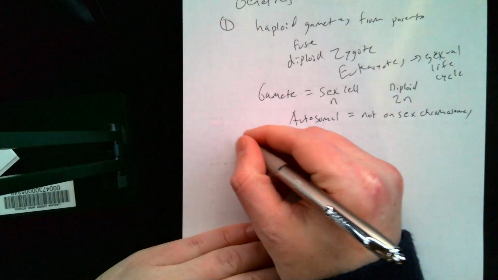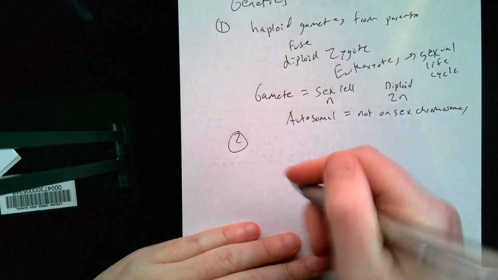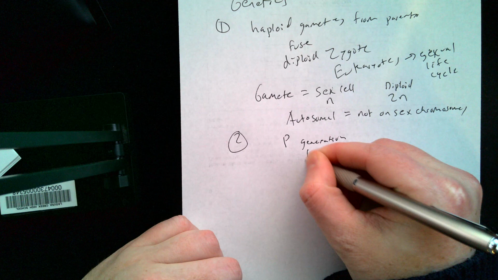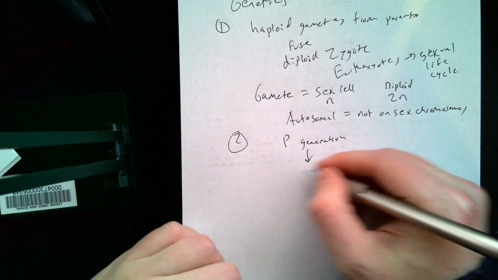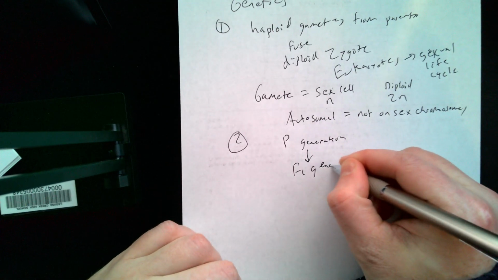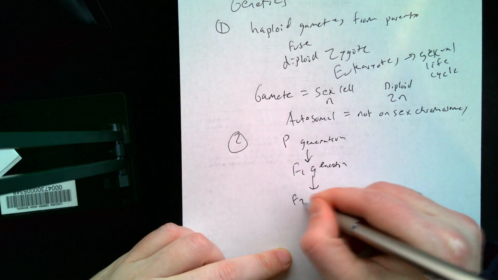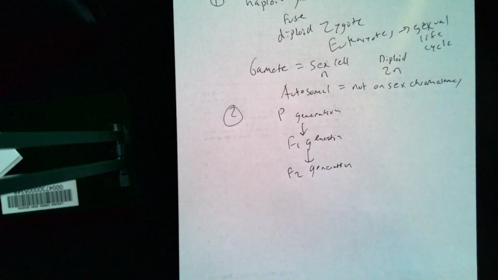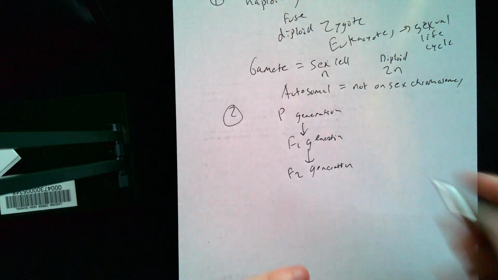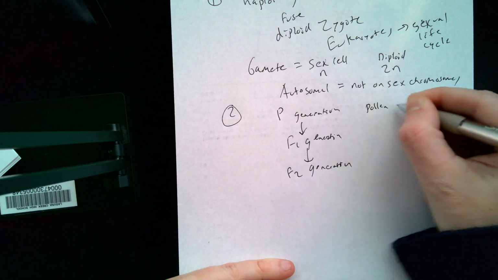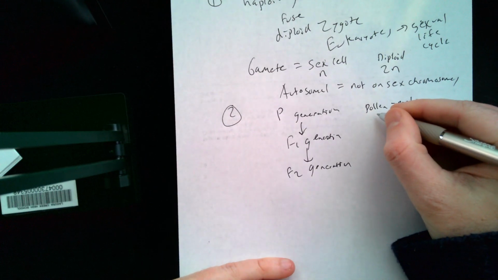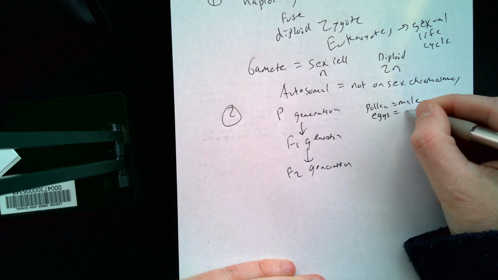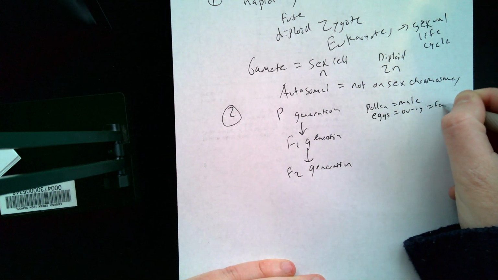All right, standard 2 is flowers. For flowers, we do what is called a P generation. Then we cross those and we get an F1 generation, and then you cross those and you get an F2 generation. So in plants, we use P, F1, and F2 to represent them. The pollen is the male part, and the eggs are located in the ovary, and that's the female part of the plant.